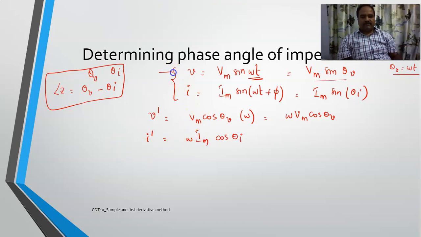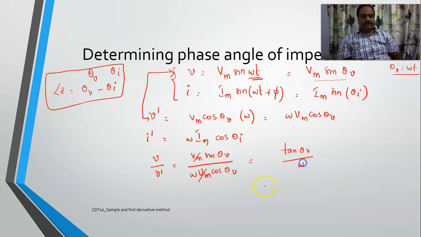So if you carefully see V and V dash, if I take V by V dash, what I'm going to get is Vm sine theta V over omega Vm cos theta V. So Vm will go away. So this has become tan theta V by omega, right? If I take theta V, this omega will go here. So what I'll get is tan inverse of omega V by V dash.